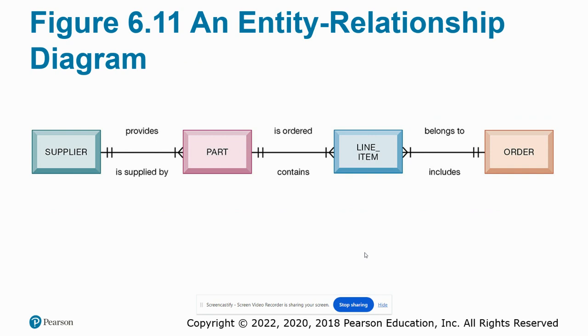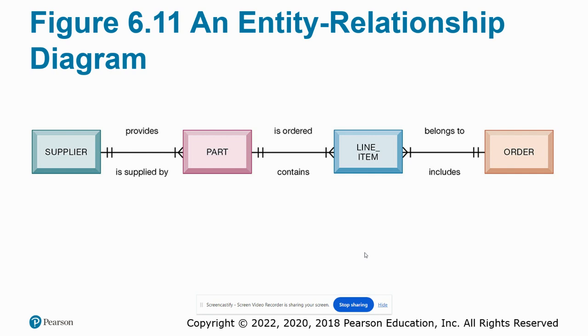This diagram shows the relationships between the entities supplier, part, line item, and order that might be used to model the database in Figure 6-10. One technique database designers use in modeling the structure of the data is to use an entity relationship diagram. Symbols on the diagram illustrate the types of relationships between entities. This graphic shows an example of an entity relationship diagram.